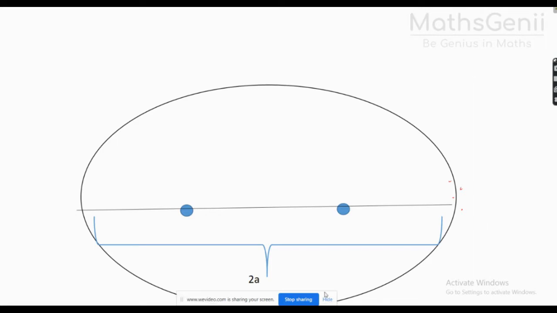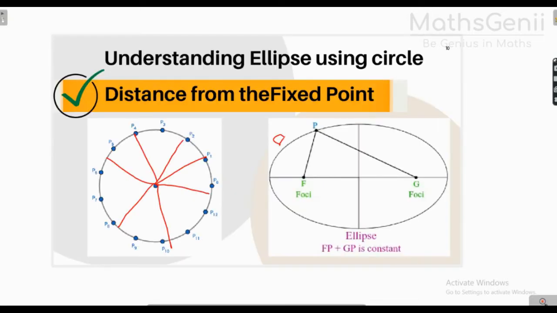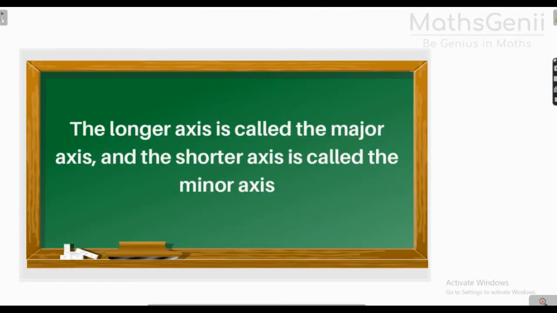Now you have another thing called the minor axis. This line is the minor axis because it is a smaller line compared to the bigger line. This minor axis is 2b, and this distance is going to remain constant throughout. The addition of the blue lines is going to remain constant throughout. We are going to learn this in detail, but I have just given you the overview right now. The longer axis is called the major axis and the shorter axis is called the minor axis.